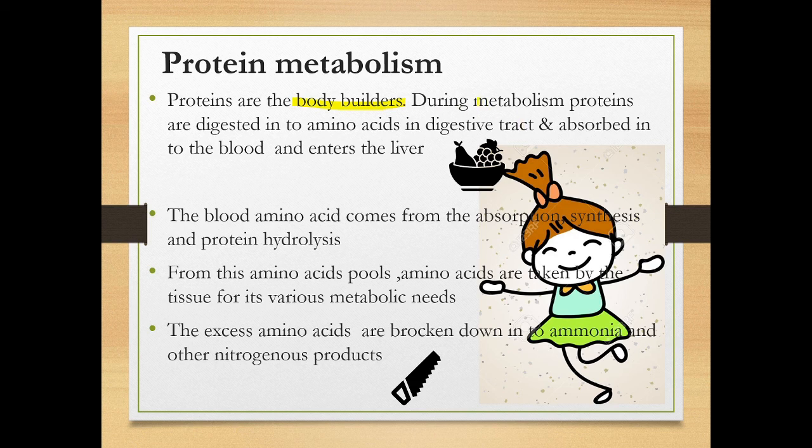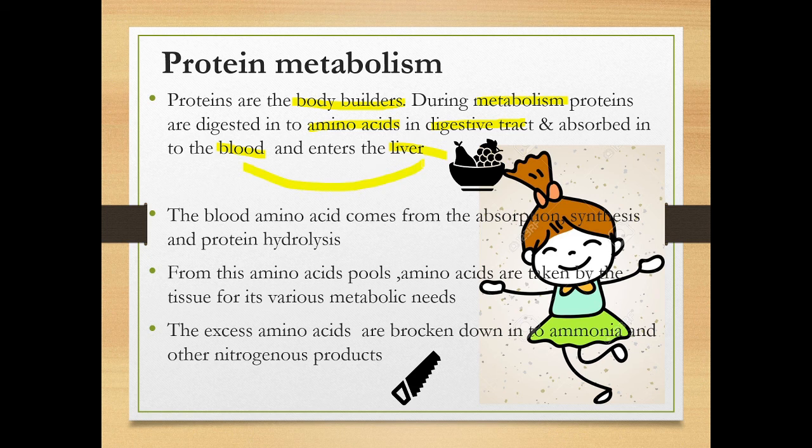So during metabolism, the proteins are digested into amino acids in the digestive tract, absorbed into the blood, and enter the liver. The liver is a storehouse. It is also seen in the blood. So the amino acid is digested, absorbed into the blood, and then moves to the liver.